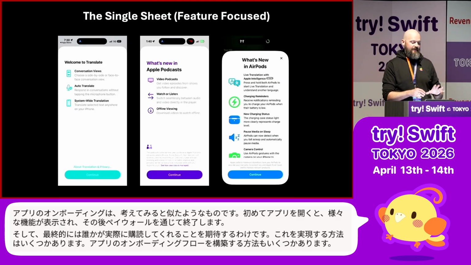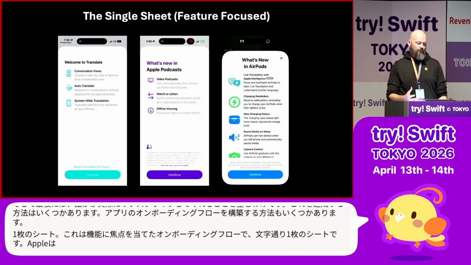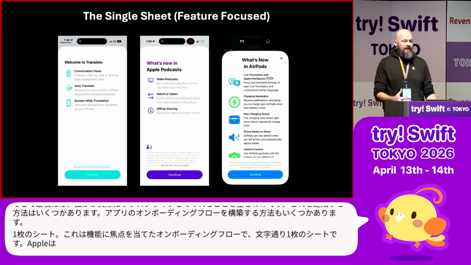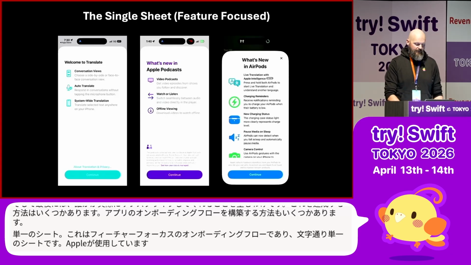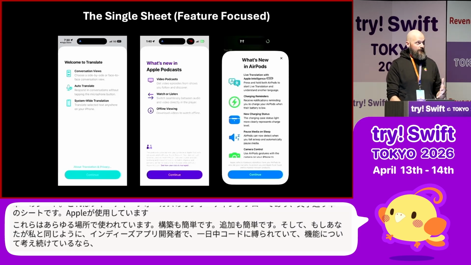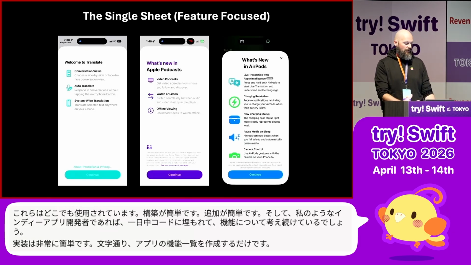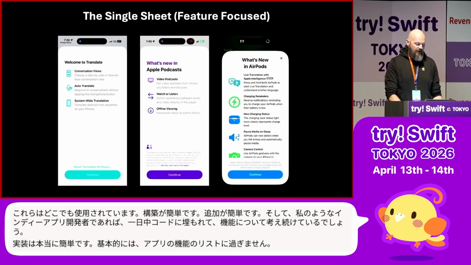Apple uses these everywhere. They're easy to build, they're easy to add, and if you're like me, you're an indie app developer and you're stuck in code all day, you're stuck thinking about features, it's really easy to implement. All it is literally a list of features of your app. The iOS Translate app has conversation views, audio translate, system-wide translation, and when you update the iOS, it even tells you what the apps are going to do, what you can expect for them.